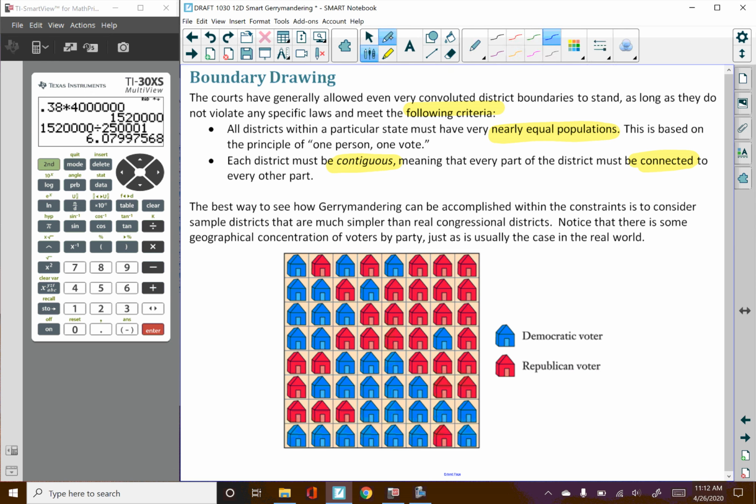I could draw it to try to keep as many Democrats together as possible. That would favor Republicans. 1, 2, 3, 4, 5, 6, 7, 8. We're going to try to keep it with 8 groups of 8. So there's one seat, and then another one that is all Democratic. And then, let's see, this one.